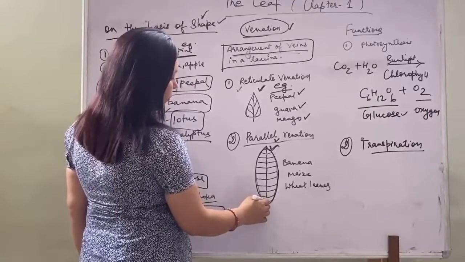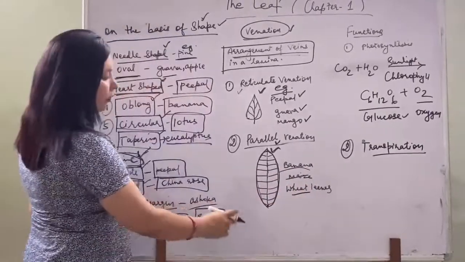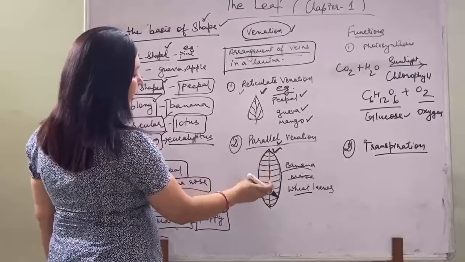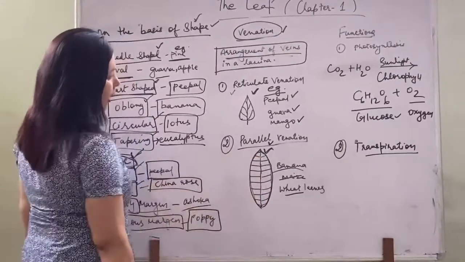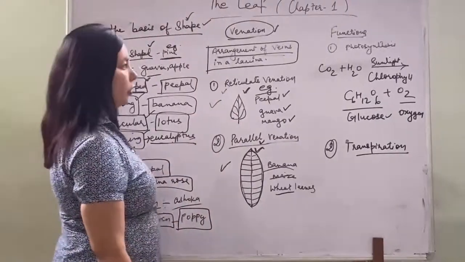Now if we talk about banana leaf or maize leaf or wheat leaves, there we see that the veins are arranged parallel in this lamina. So we have got two types of leaf on the basis of venation.